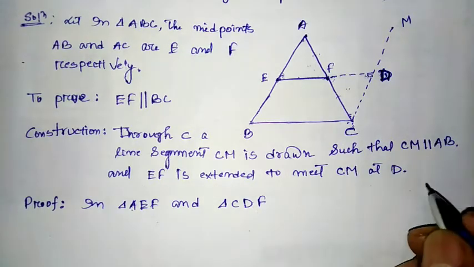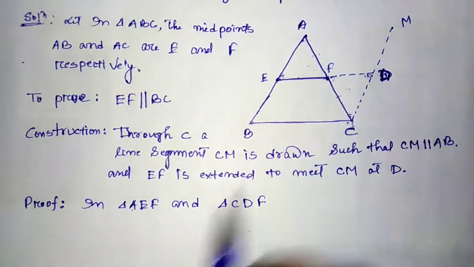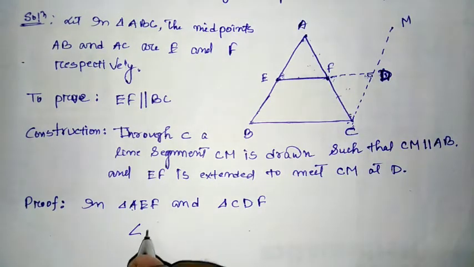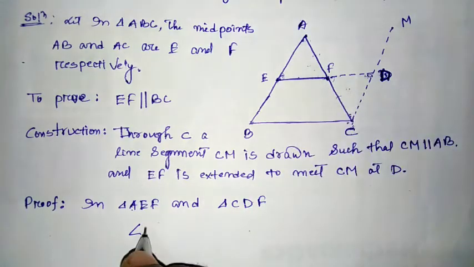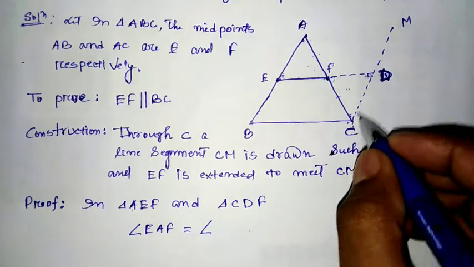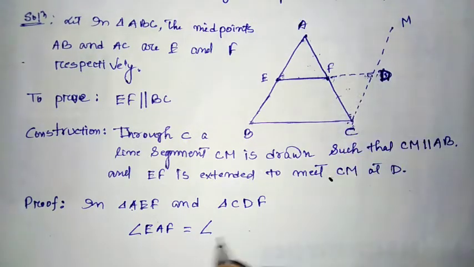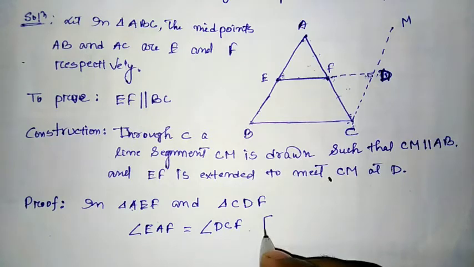Note it. Now see, in these two triangles, this one angle, suppose EAF. In case of angles, you may take any order, no problem. And in this triangle DCF, why are they equal? Alternate angles.